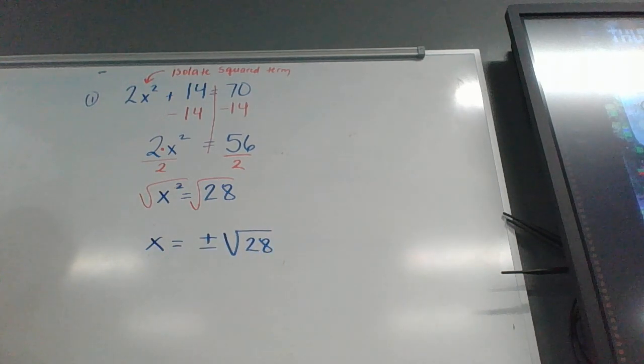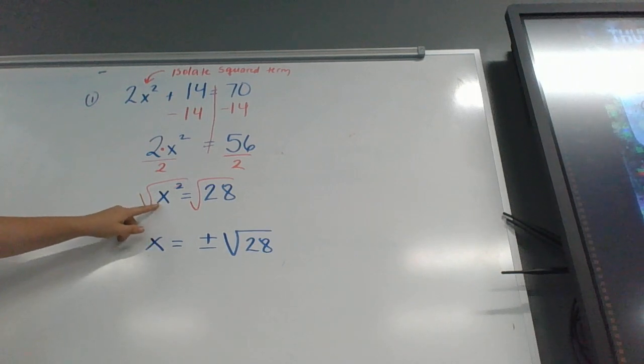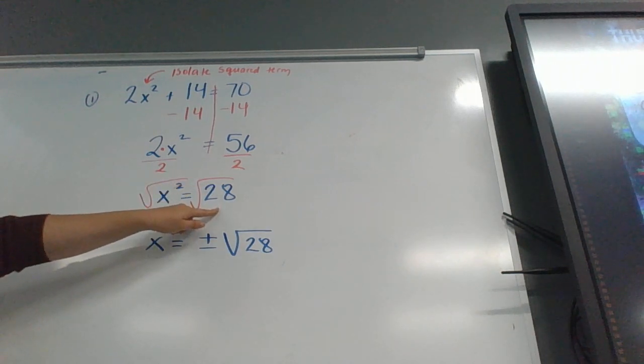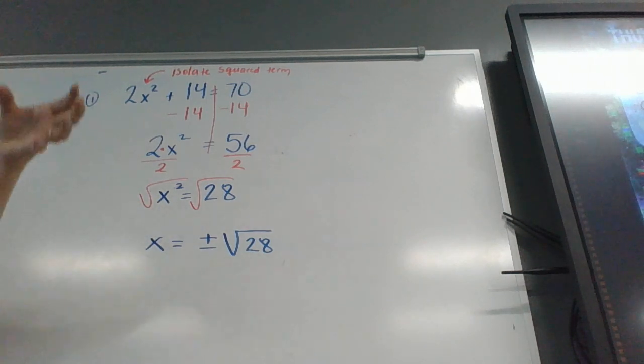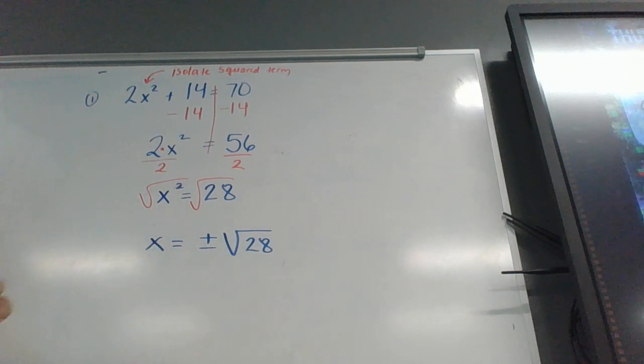So the second thing we talked about yesterday is when you're solving by square rooting, you need a plus or minus sign. The negative, when it gets squared, turns positive. So we have to think this could be a positive or it could be a negative, which is really what creates the two sides of a parabola, the fact that this could be positive or negative.